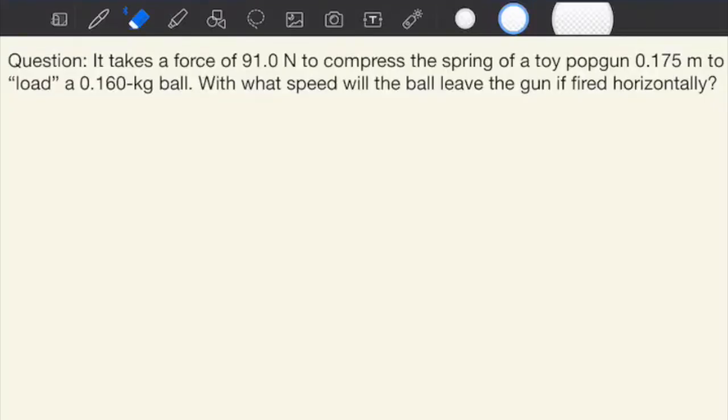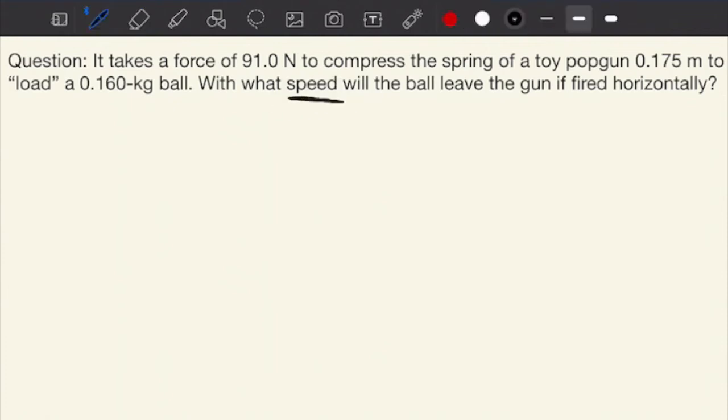Okay, now let's solve a question together. So it says here that it takes a force of 91 newtons to compress the spring of a toy pop gun 0.175 meters to load a 0.160 kilogram ball. With what speed will the ball leave the gun if fired horizontally? So in this question, we're trying to find the speed.